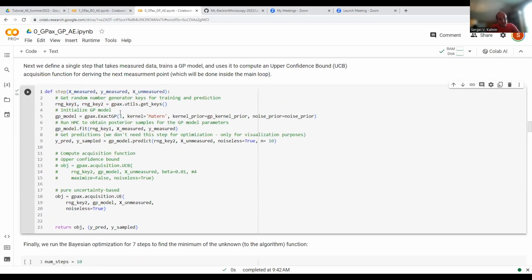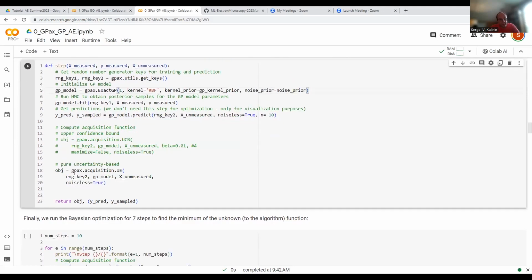So notice that the process is actually very simple. We start with the definition of the random keys, so they're necessary for the algorithm. We define the model. The model in this case is one-dimensional. We use the Matern kernel. It really doesn't matter which one we use. We can change it to the RBF. Then we fit the model, and then we predict the value of the function. So that's it, very, very simple. And our objective function is the total uncertainty.